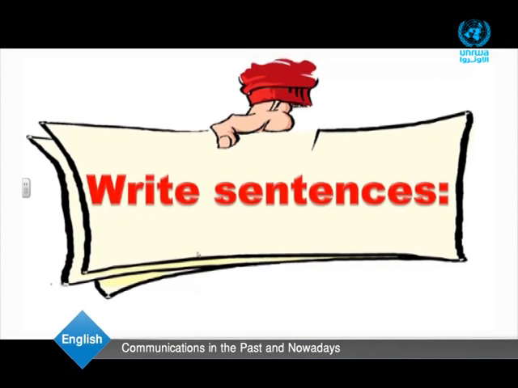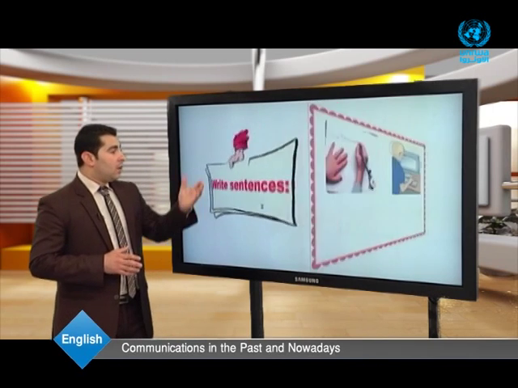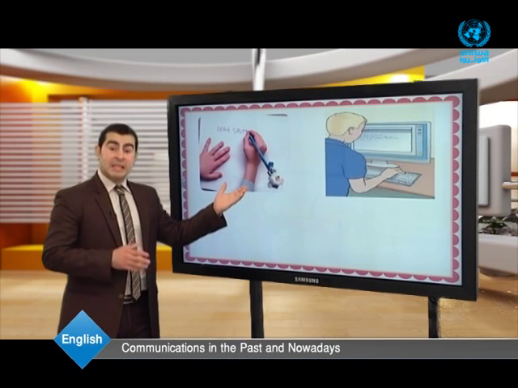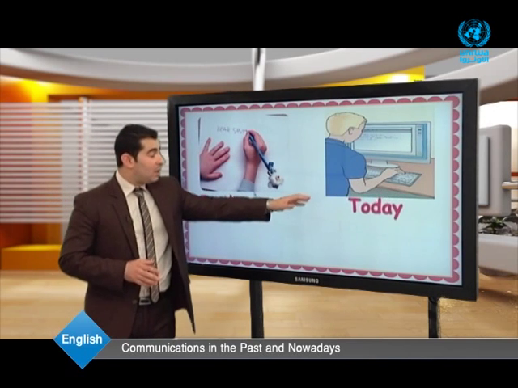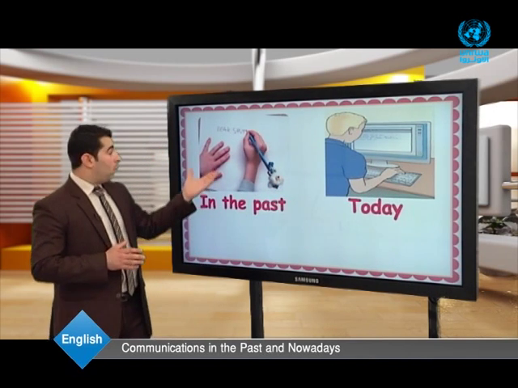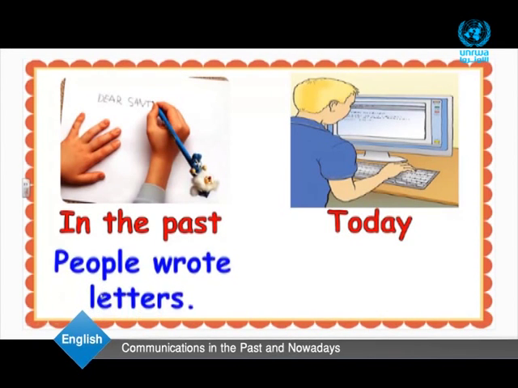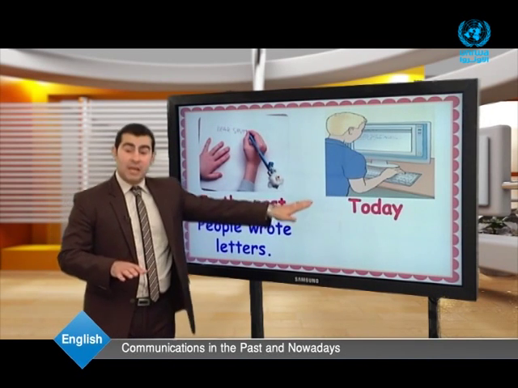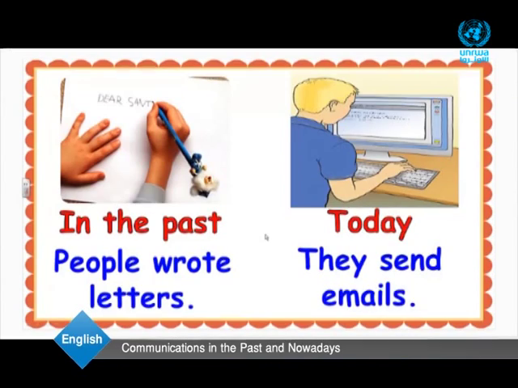So, dear students, let's write some sentences. Let's look at the following two pictures. This one was in the past and this one is today. Now, what was this boy doing? We will say people wrote letters. In the past, people wrote letters. But today or nowadays, people write emails. They write and send emails.